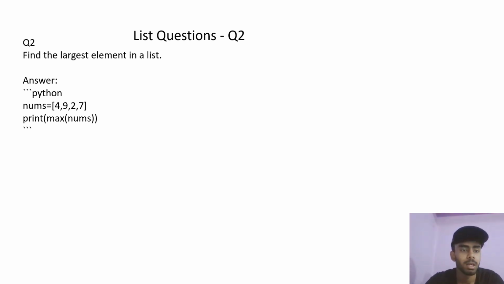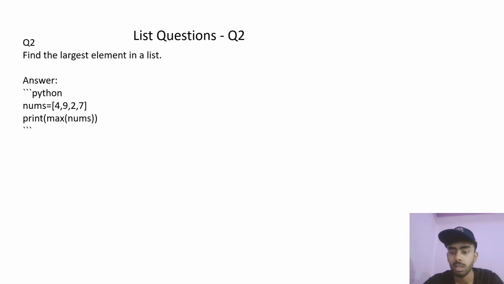This is very important. In this question, find the largest element in a list. Here we have a list of 4 numbers like 4, 9, 2 and 7, and you have to find the maximum or largest element. Here also we have a predefined function named max. For the maximum value from a list, you can write max while printing. For finding minimum, you can write min. So these all are predefined in Python. Remember these all. These all are very important.